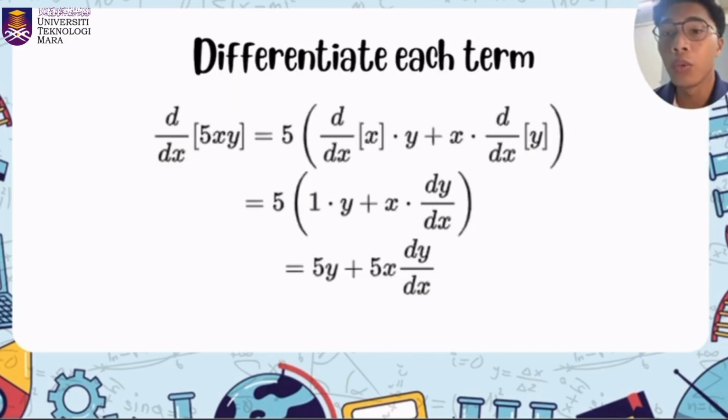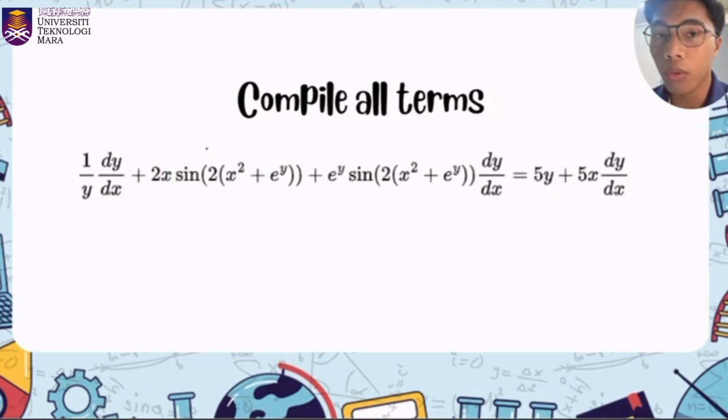And then we differentiate 5xy. Here we will be using the product rule. So 5x is our u, y is our v. We multiply using the formula of the product rule, and we get 5y + 5x times dy/dx. After that, we will compile all terms, so we get this equation right here.